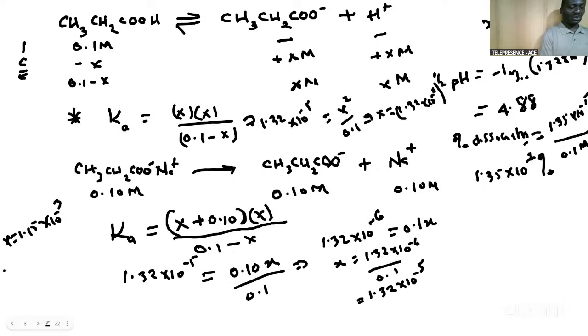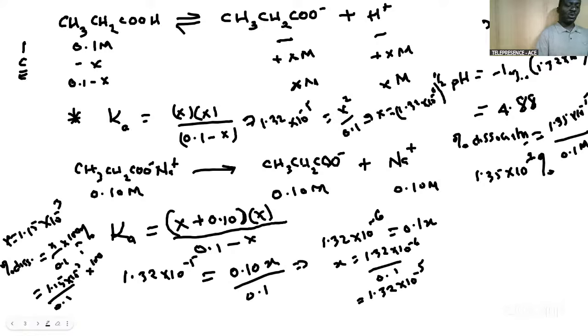Such that without the salt, the percent dissociation will be equal to x over 0.1 times 100%. And that gives me 1.15 times 10 to the power of minus 3 over 0.1 times 100. And of course, if that is done with all carefulness, you're going to get 1.15%. You can see the percentage dissociation here is 1.15. However, in the presence of the salt, the percent dissociation is 1.32 times 10 to the power of minus 2.